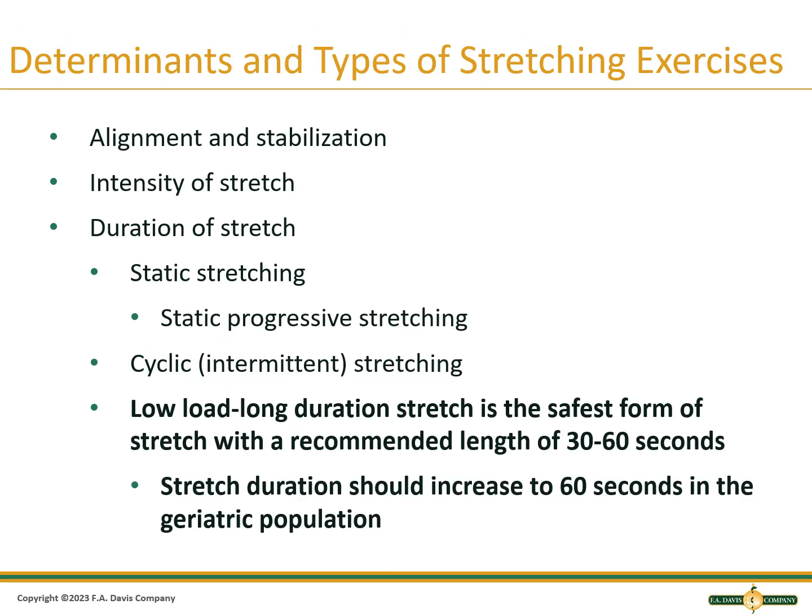There are several factors that we need to look at in applying stretches and going through them here, determinants and types of stretching exercises. So alignment and stabilization. We need to make sure that the limb segments can be aligned properly to pull the muscle in the correct direction when we are stretching so that we are going in the opposite direction of the muscle's line of pull. We also need to have stabilization of the proximal structures so that the origin point doesn't just move with us as we stretch, but that it's held in place to allow stretching along the length of the muscle.